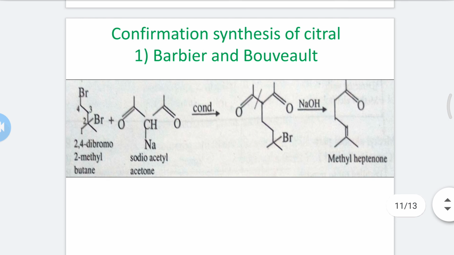Next, confirmation by synthesis of citral. First, the Barbier-Bouveault reaction. 1,4-dibromo-2-methyl butane reacts with sodium acetylacetone, condensation takes place, and then hydrolysis with NaOH forms methyl heptanone.